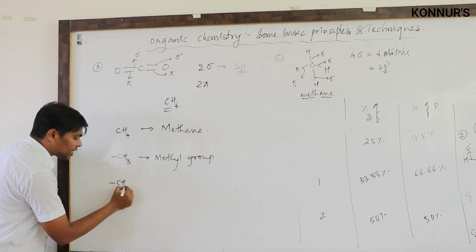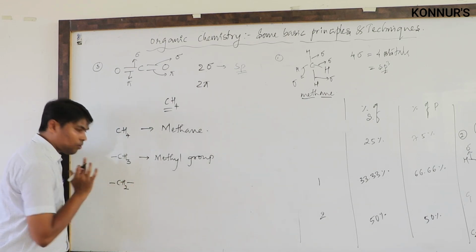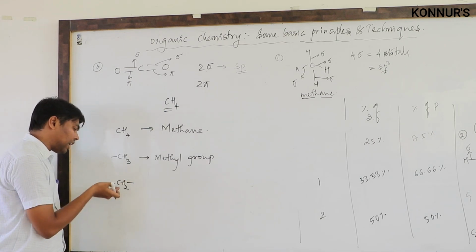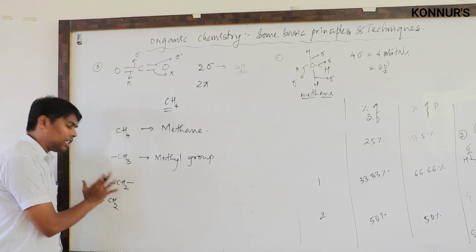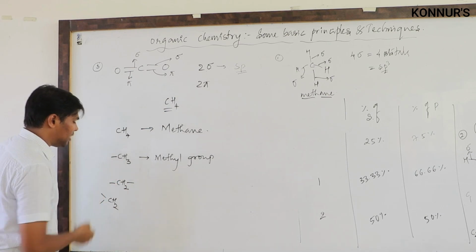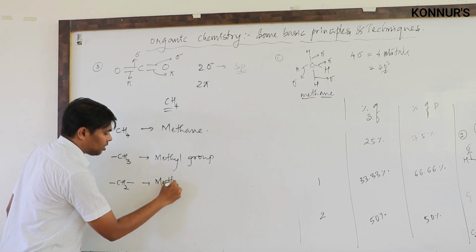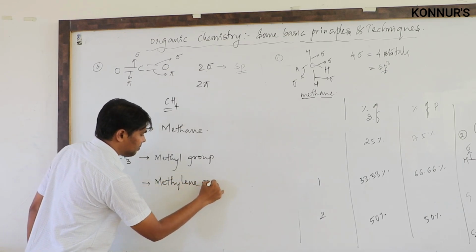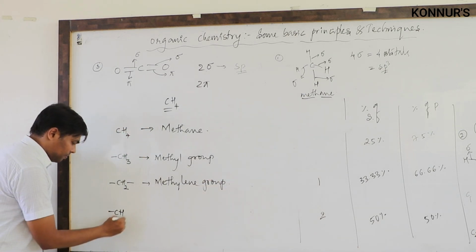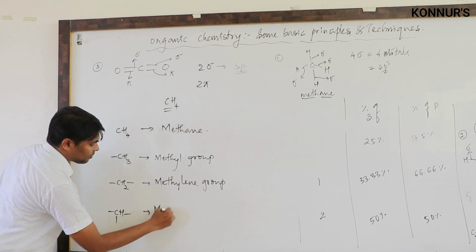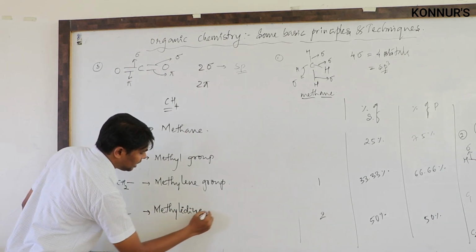If it is CH2, containing how many hydrogens? 2 hydrogens and 2 valencies are there. Here it can extend, here it can extend, or it can extend on both sides. We'll take only one. So this is called a methylene group. If it is only CH, this is called a methylidene group.